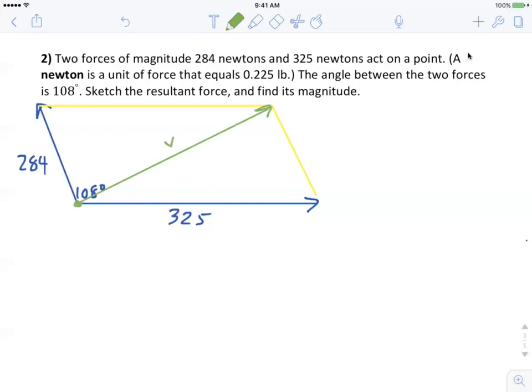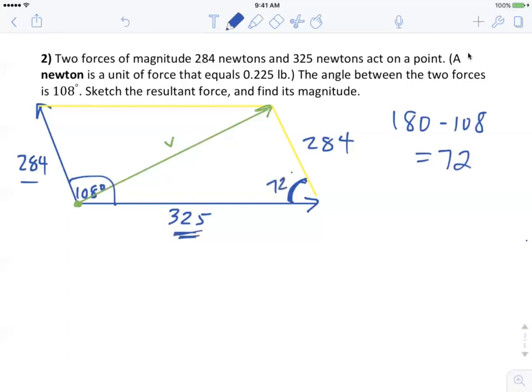We'll call it V again, right? And it's helpful to find this angle here, because I know that down here we have 325. If this is 284, that's 284. Those are the same. This angle right here and that angle should add up to 180. So 180 minus 108 is 72. So this angle is 72, and then I got side, angle, side. Side, angle, side, law of cosines, just like in the previous problem.